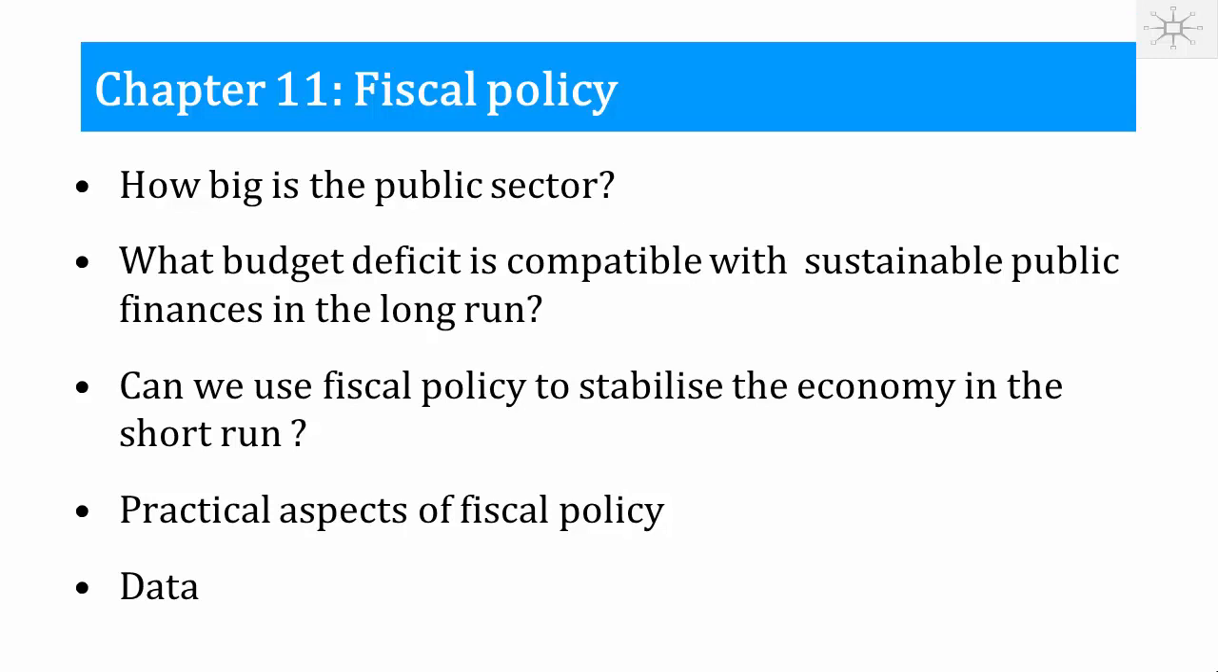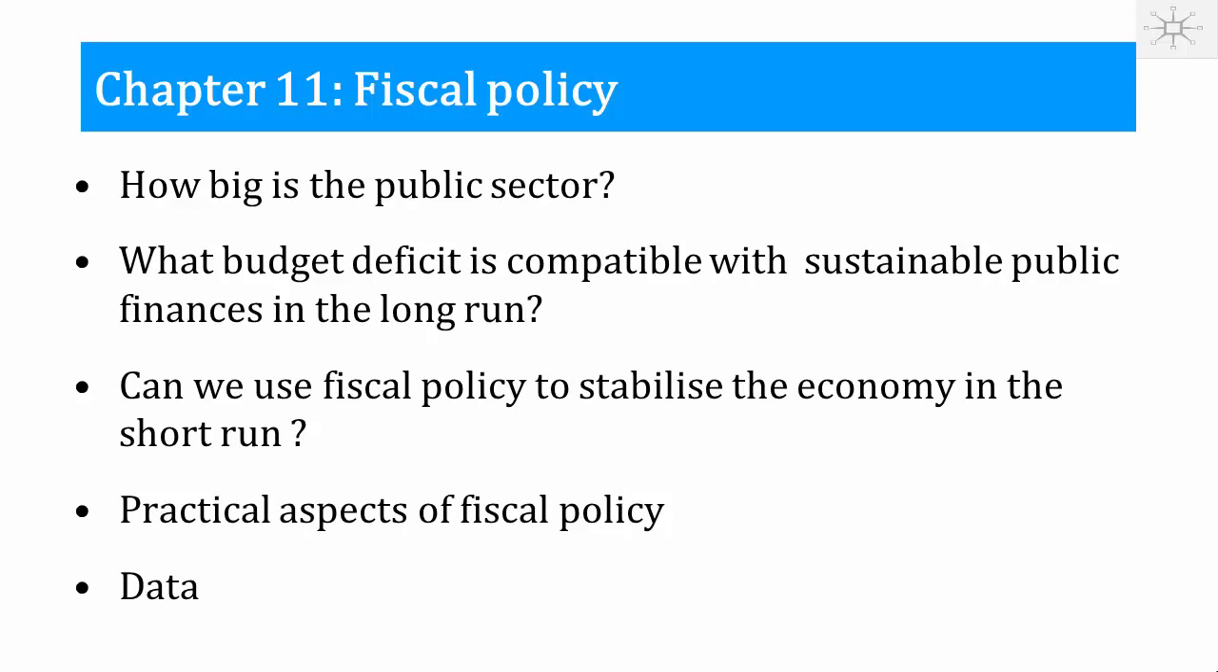Most of the chapter is focused on two questions, where one is a long-run question and the other is a short-run question. And the long-run question is, are public finances sustainable? What budget deficit is compatible with sustainable public finances in the long run? And the short-run question is, what role can fiscal policy play in stabilizing the economy in the short run? Can fiscal policy help to stabilize production and employment?